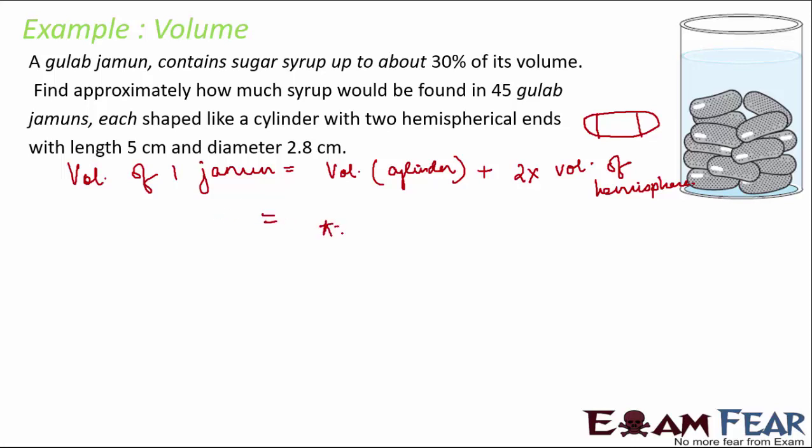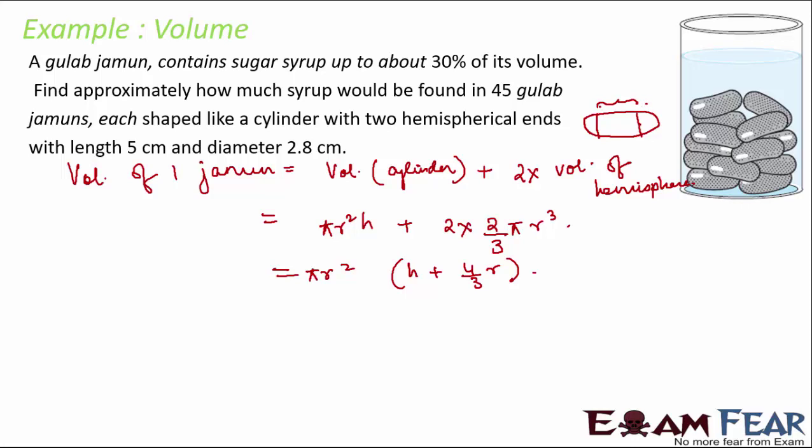So volume of cylinder is pi r square h and volume of a hemisphere is 2 by 3 pi r cube. So even if you take pi r square common, it will be h plus 4 by 3 r. So now you already have the values like h and r. R would be 1.4, that is diameter divided by 2. So in a similar way, you can find out the height of the cylinder, because this total length again is given as 5 and here the diameter is 2.8. The radius is 1.4 here.